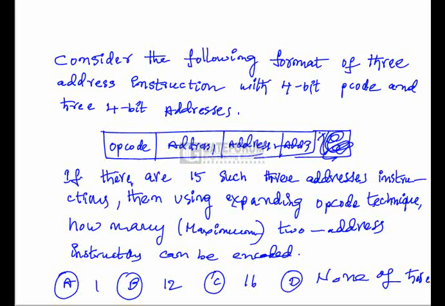Consider the following format of 3 address instruction with 4-bit opcode and 3 4-bit addresses. So opcode followed by address 1, address 2 and address 3. This is the format. If there are 15 such 3 address instructions, then using expanding opcode technique, how many maximum 2 address instructions can be encoded?